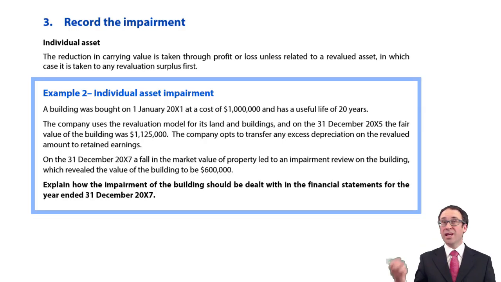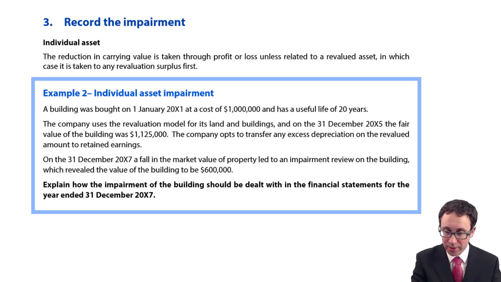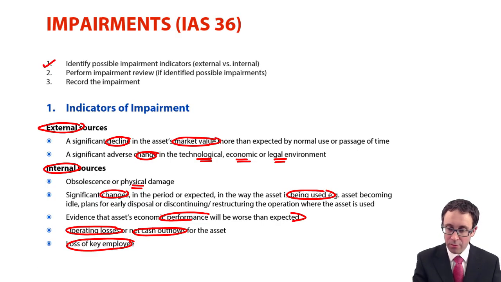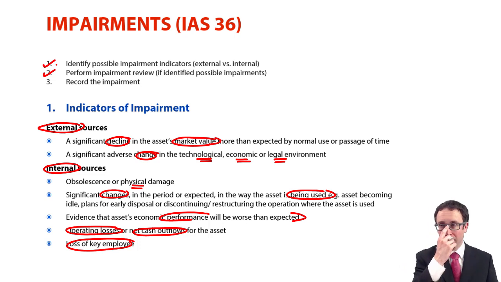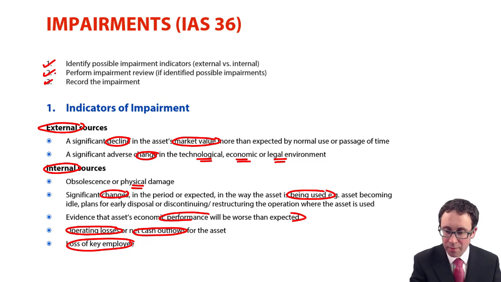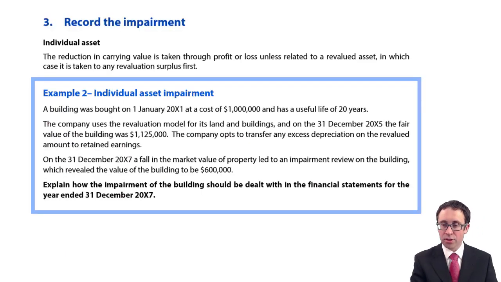Right, next step, step 3, all about recording the impairments. So remember where we are, what we've done. We've looked at the impairment indicators. We've done the impairment review, so crunch some numbers, whereby if the carrying value is greater than the recoverable amount, there is an impairment. If the carrying value is less than the recoverable amount, then there is obviously no impairment. Step 3 is all about recording the impairment and crunching the numbers with the debits and the credits.